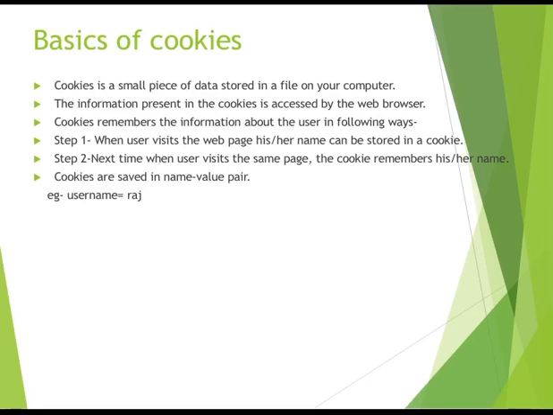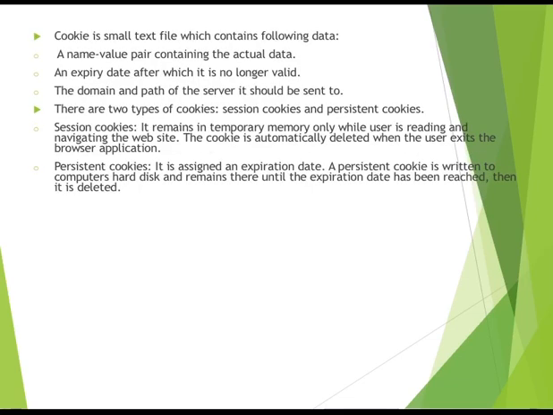Okay. So basically a small piece of data stored in a file on your computer. It stores the user data inside the cookie. If the user visits the same page again, the cookie will remember the user; the browser will remember the name of the user. Okay. So now let's move on to the next slide. We'll see different types of cookies over there. So yeah, this is what the cookie contains.